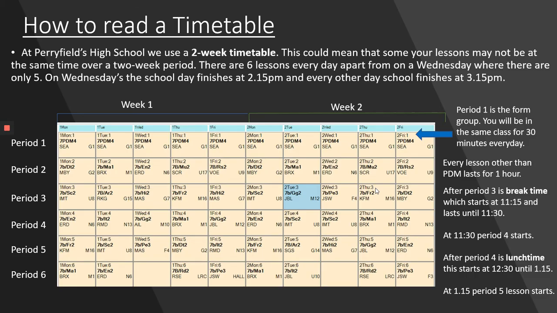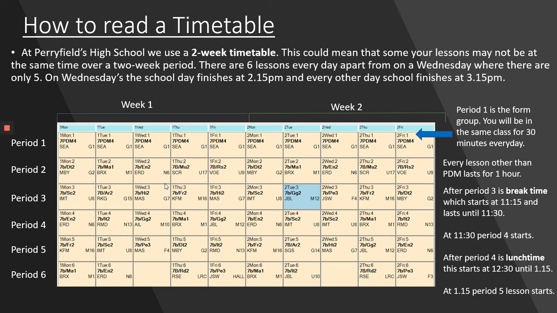At Prayerfield High School, we use a 2-week timetable as shown. This means that your lessons often will not be at the same time over a 2-week period. There are 6 lessons each day, apart from on a Wednesday where there are 5. On Wednesdays, the school day finishes at 2:15 p.m. and every other day finishes at 3:15 p.m.